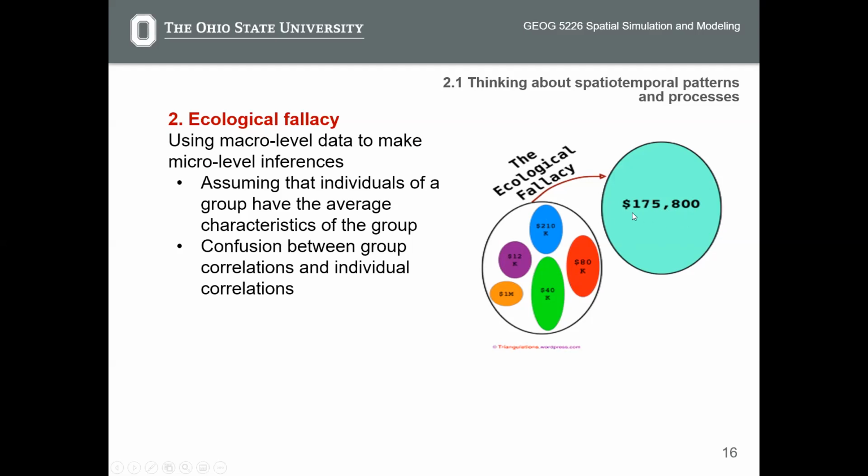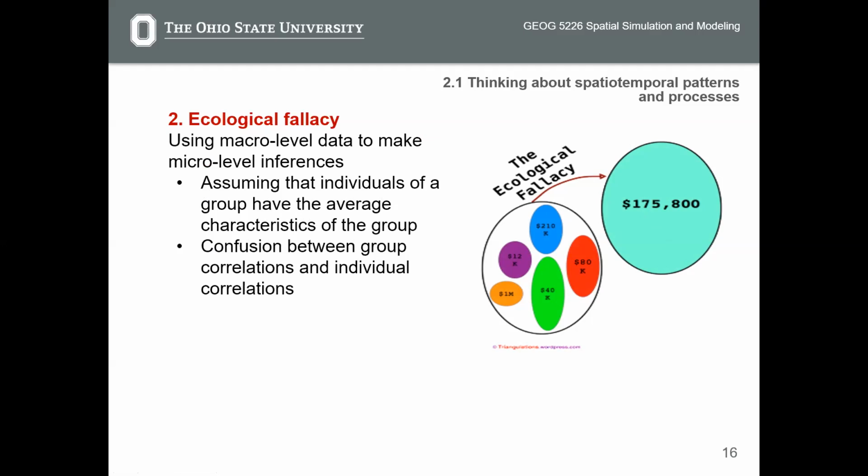But can you say that each individual in this group should have a yearly income of this specific value? No, you can't, because some of the people here in the group have higher annual salary than this, and some of them lower. So the mistake here is assuming that individuals of a group have the average characteristics of the group, and confusion between group correlations and individual correlations.